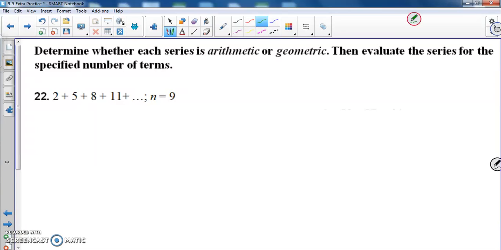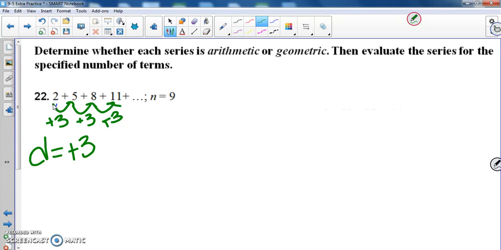If I need to determine whether each series is arithmetic or geometric, I need to look at the pattern, and then I need to evaluate the series for the specific number of terms. So I'm looking at 2 and 5. I'm thinking I added 3. Double checking the pattern, I add 3. I add 3. If I am adding, that means I have a common difference of plus 3, making this arithmetic.